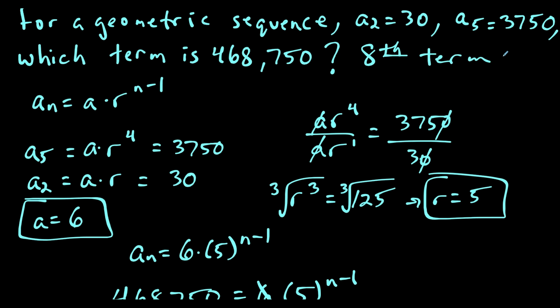And if we wanted to check our answer, what we could do is take something like the 5th term and multiply it by 5 to get to the 6th, multiply by 5 again to get to the 7th, and multiply by 5 a third time to get to the 8th term and show that it matches this.